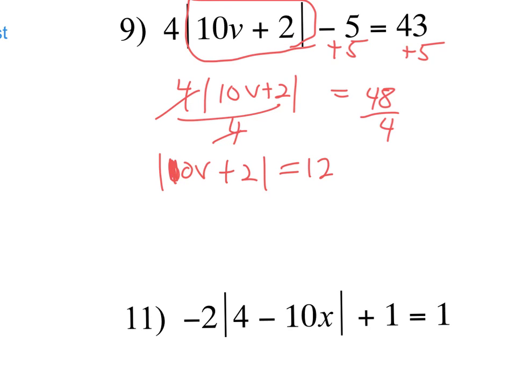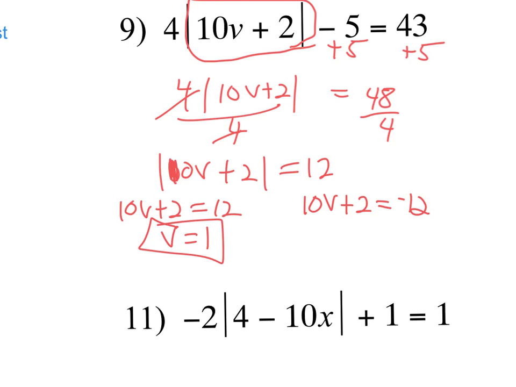So undoing the bars, I'll have 10v plus 2 is equal to 12, and 10v plus 2 is equal to negative 12. Now I can go ahead and solve these. So let's subtract 2 and divide by 10. V is 1. And here subtract 2 and divide by 10. So I'll have v is negative 14 tenths, which is equal to negative 7 fifths.